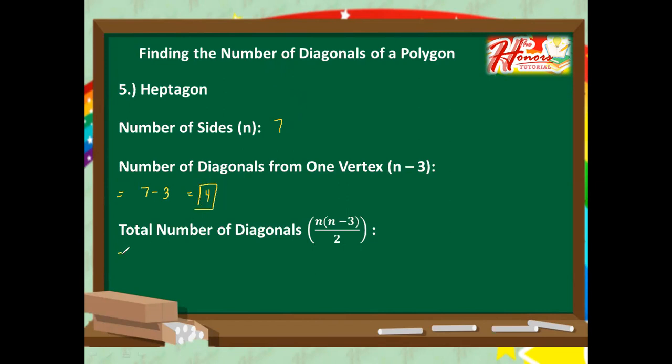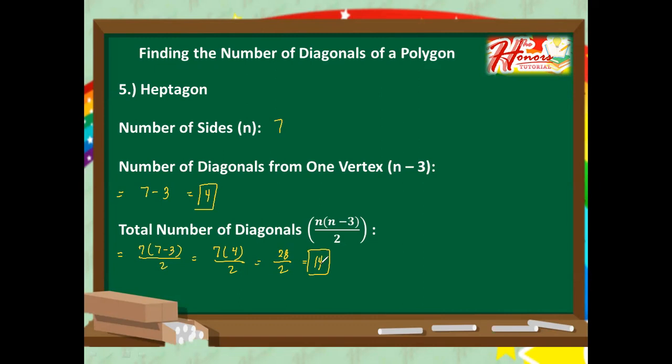For the total number of diagonals, substitute 7 to n. So 7 times 7 minus 3 over 2. So 7 times 7 minus 3, that's 4 over 2. So 7 times 4 is 28 over 2. 28 divided by 2, that's 14. So therefore, the number of sides of a heptagon is 7. Number of diagonals from one vertex is 4. And the total number of diagonals is 14.